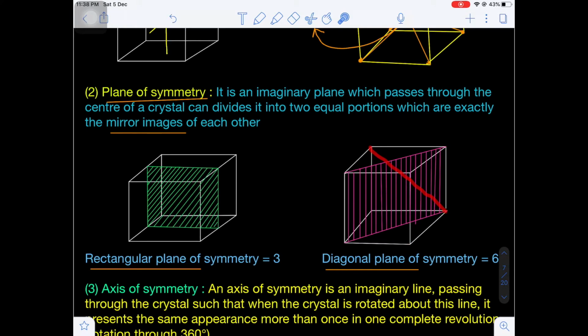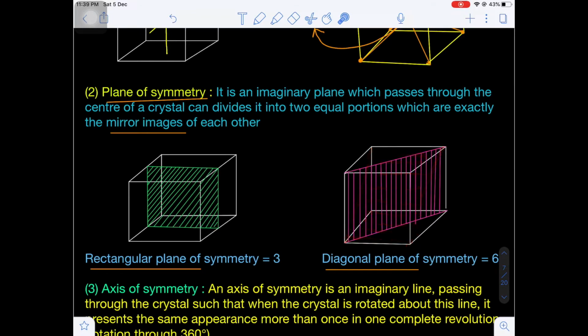Now this will be the third one, body diagonal plane, which can bisect the crystal into two equal halves. And this will be the fourth one, which can bisect the crystal into two equal identical halves. Now this will be the fifth one, which can bisect the crystal into two equal halves. And one more will be there, the sixth one, which is the last body diagonal plane of symmetry.